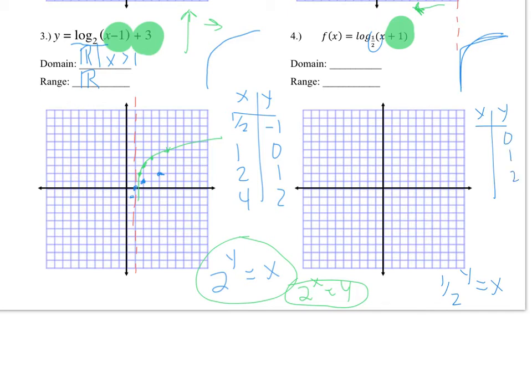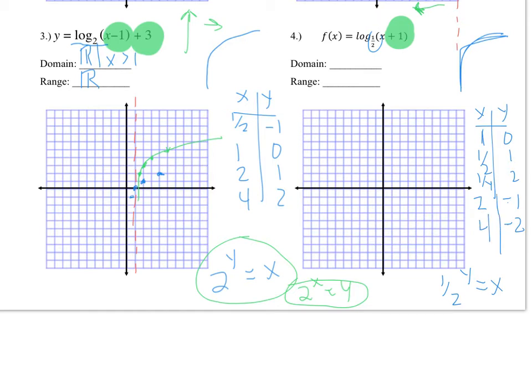0, 1, 2, negative 1, negative 2, just to look at a couple of values. If the y is 0, of course, x is 1. If y is 1, we have a value of 1/2. And if y is 2, we have a value of 1/4. A negative 1 will generate a 2, and a negative 2 will generate a 4.